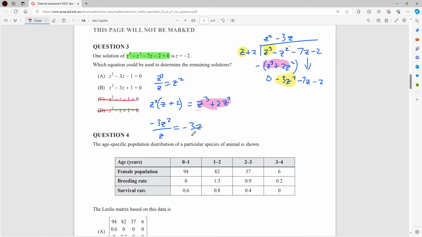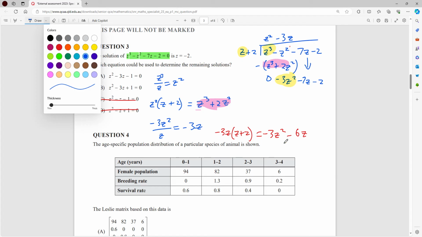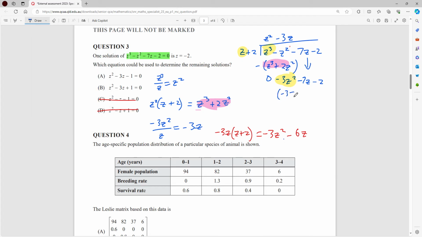So then you have this number here, negative 3z times this thing here, z plus 2. That gives you minus 3z squared minus 6z, okay? Then you move this down here, so it's going to be negative 3z squared minus 6z. Subtract this thing here, and we can see we've done it correct again because negative 3z squared minus negative 3z squared is 0. Then we go negative 7z minus negative 6z. This negative times this negative is going to be a positive, so we're going to have negative 7z plus positive 6z, so that's going to give you negative z minus 2, okay?